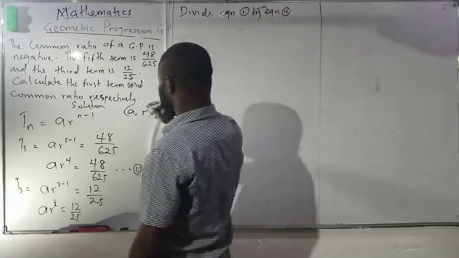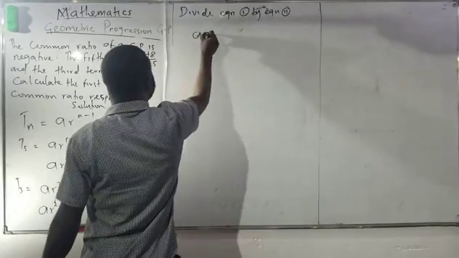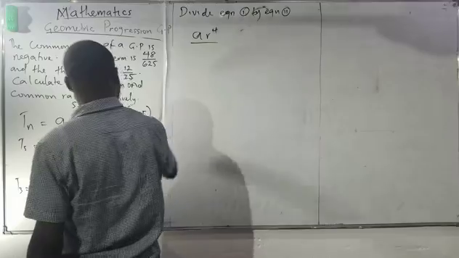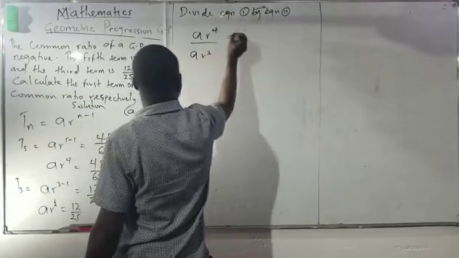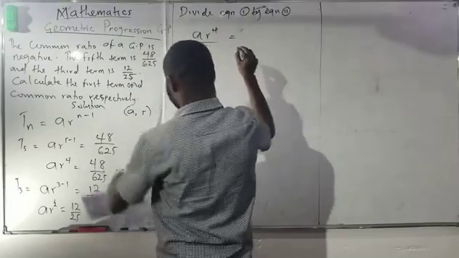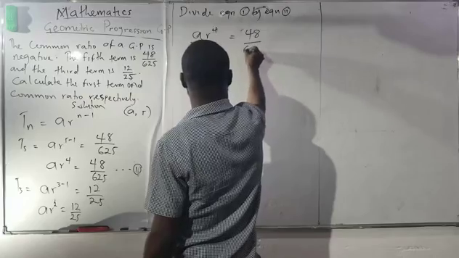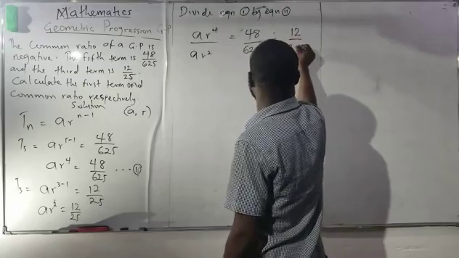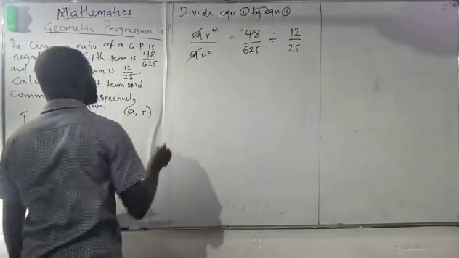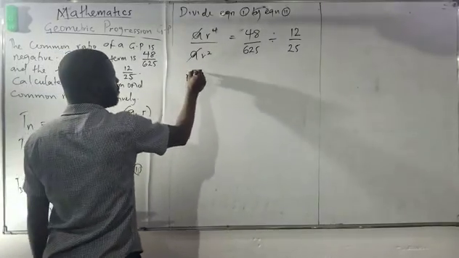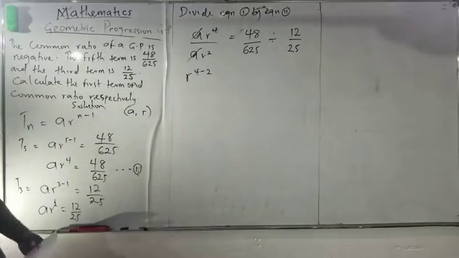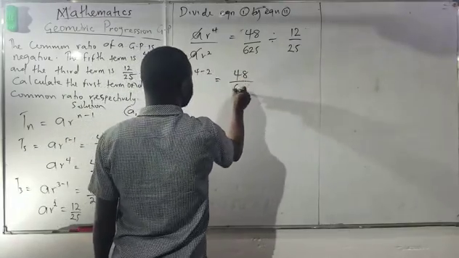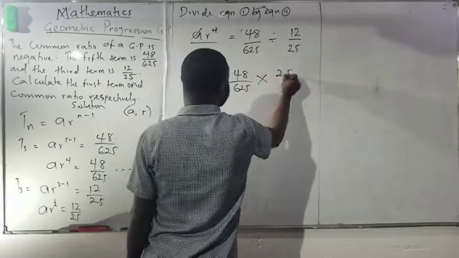Now, what is my equation 1? My equation 1 says that AR raised to power 4 divided by AR raised to power 2 equals 48 over 625 divided by 12 over 25. Now, indirectly, this will cancel this. My R will be R^(4-2), which is indices with the same base. Which will be equal to 48 multiplied by 25 over 12 times 625.